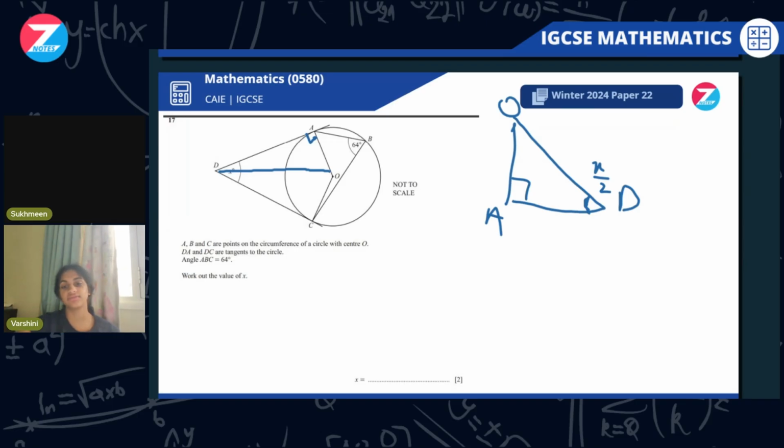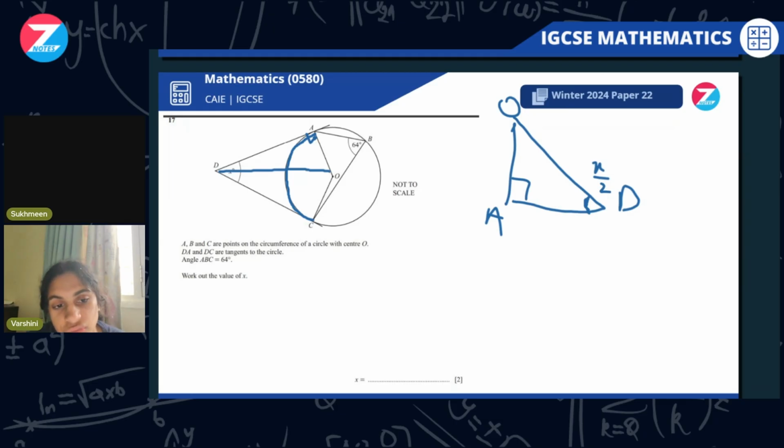So all we need to do is find, so now we have this triangle. What else information do we have? We know that this angle is equal to 64. And we also know that the angle subtended by an arc at the circumference is half the angle subtended by the same arc at the center of the circle. We know that this arc reaches this triangle, and the arc at the center is the same arc.